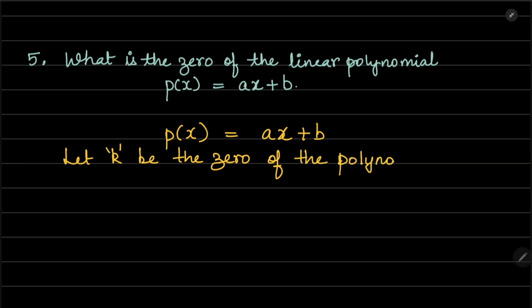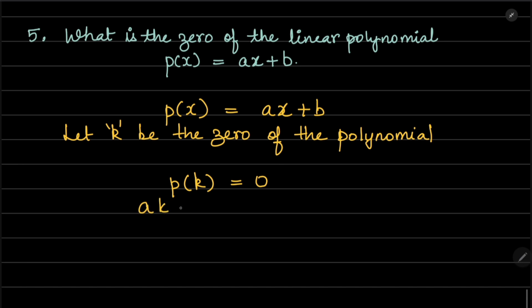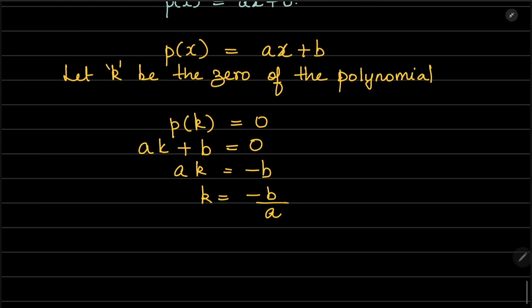Let k be the 0 of the polynomial. So what is P of k? P of k will be equal to 0, right? Obviously, if k is the 0, then P of k, that is the value of the polynomial at x equal to k, will be 0. So what happens? In place of x, just substitute it with k. So ak plus b equal to 0 and ak equal to minus b and then k equal to minus b by a.